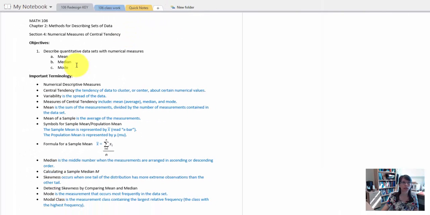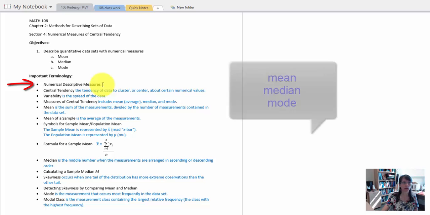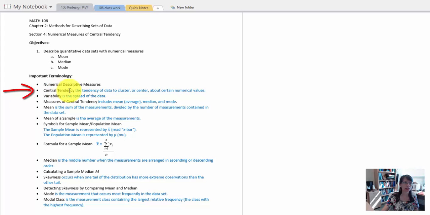This video will discuss numerical measures of central tendency. We'll describe quantitative data sets by calculating the mean, the median, and the mode. Numerical descriptive measures are going to include the mean, the median, and the mode, and central tendency is the tendency of data to cluster or center about certain numerical values. The variability of the data is the spread of the data.